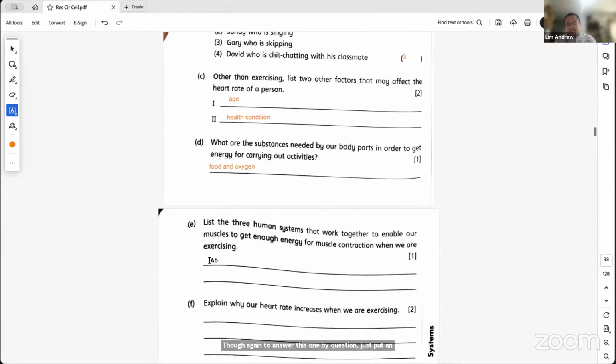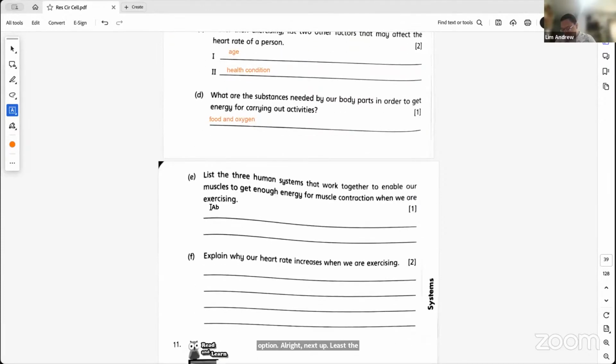All right, next up. List the 3 human systems that work together to enable our muscles to get enough energy for muscle contraction when we are exercising. Always remember, in our body, only 3 systems work together very well. The answer is the respiratory system, circulatory system, and digestive system. So you just write respiratory system, circulatory system, and digestive system.